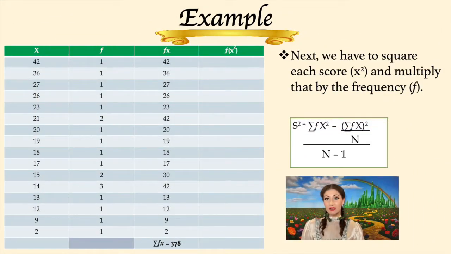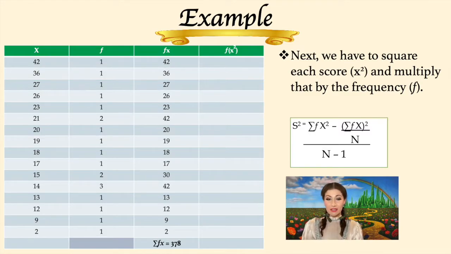Next, we have to square each score, each x value by itself, and multiply that by the frequency. So go ahead and set up an f times x squared column. If I look at my first value of x, I see 42. If I multiply 42 times 42, that is my x squared value, then I need to look at how many times that number 42 occurred. If I see that the frequency is 1, then all I do is multiply 1 times 42 squared.